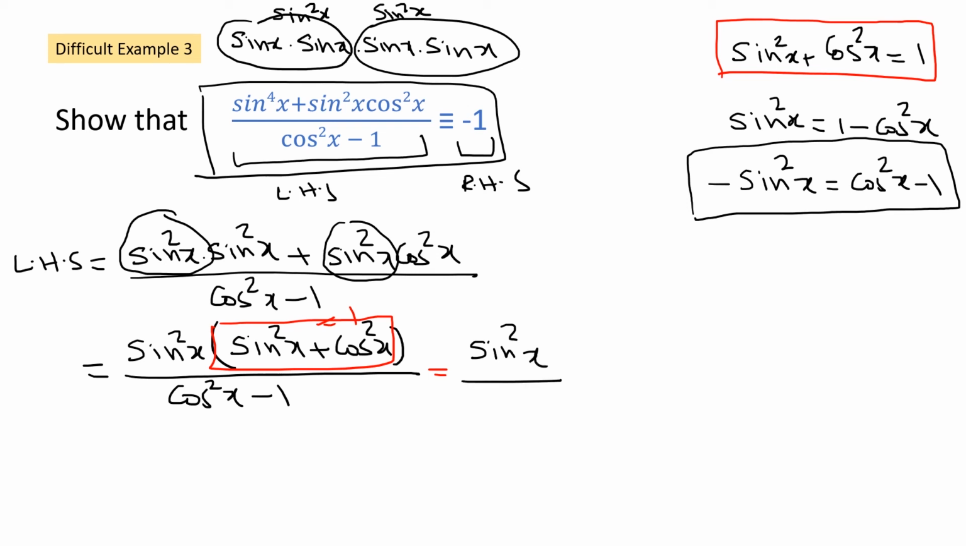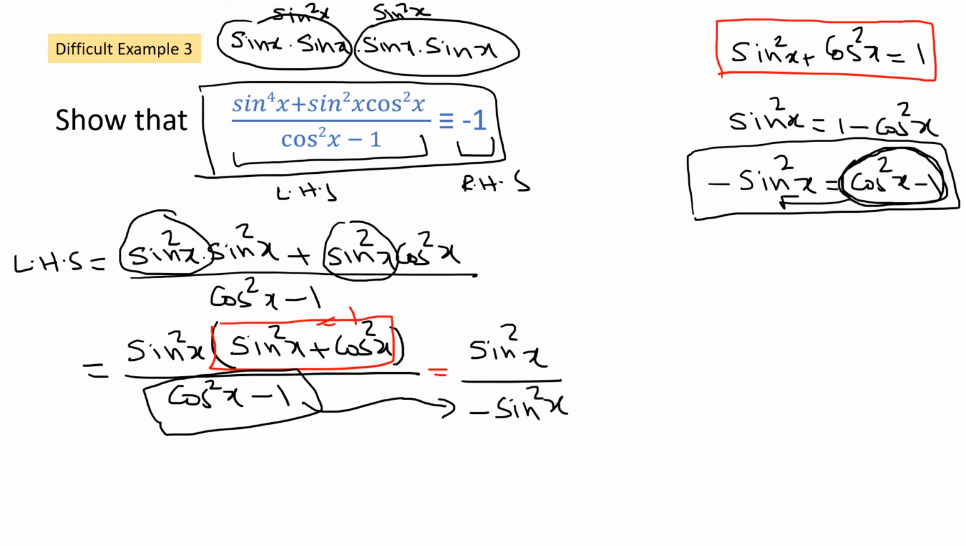In the denominator, cos^2 x minus 1. Look, we proved that cos^2 x minus 1 is equal to minus sin^2 x. Therefore, this is equal to minus sin^2 x. Voila! sin^2 x divided by minus sin^2 x equals minus 1. This is equal to the right hand side of the equation. That concludes the proof.